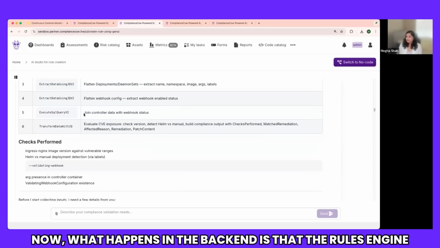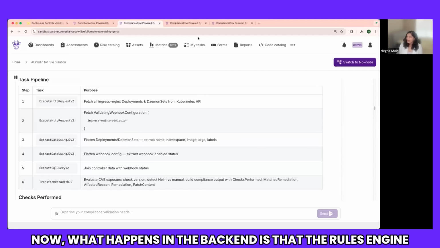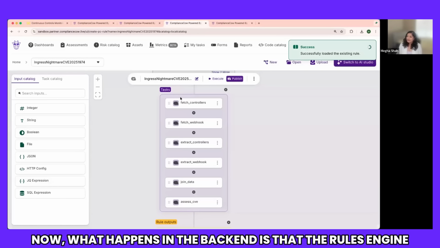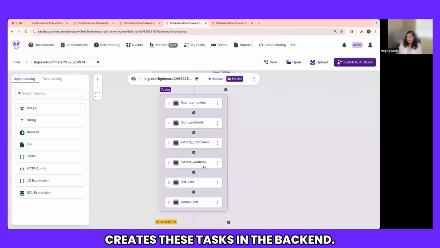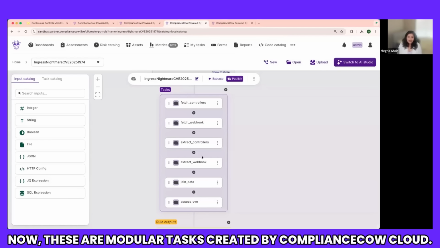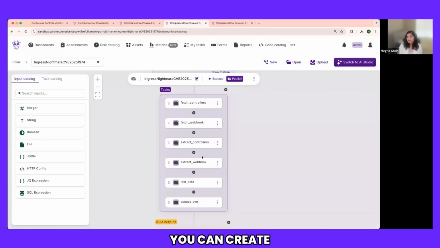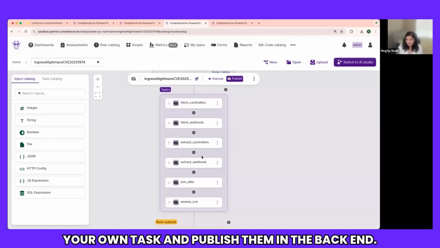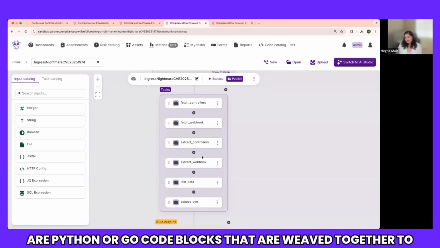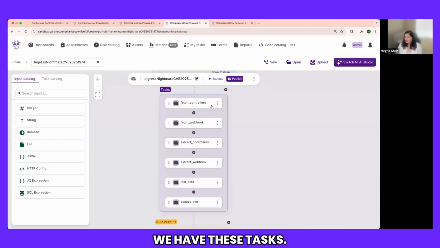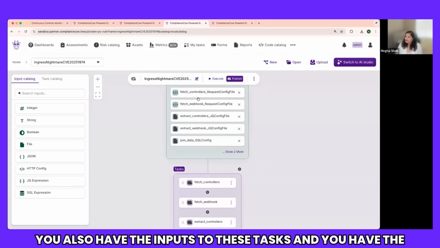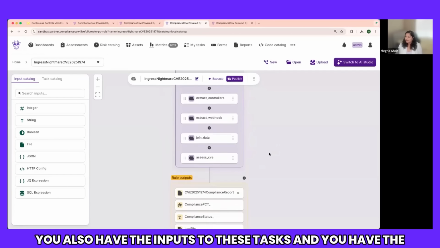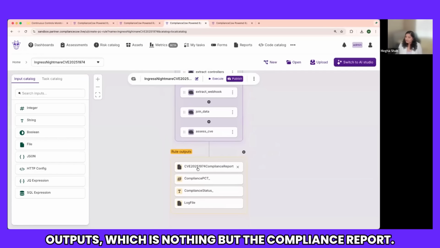What happens in the backend is that the rules engine creates these tasks. These are modular tasks created by ComplianceCow. You can create your own tasks and publish them. In the backend, these are Python or Go code blocks that are weaved together to write your automation. We have these tasks, you also have the inputs to these tasks, and you have the outputs, which is nothing but the compliance report.